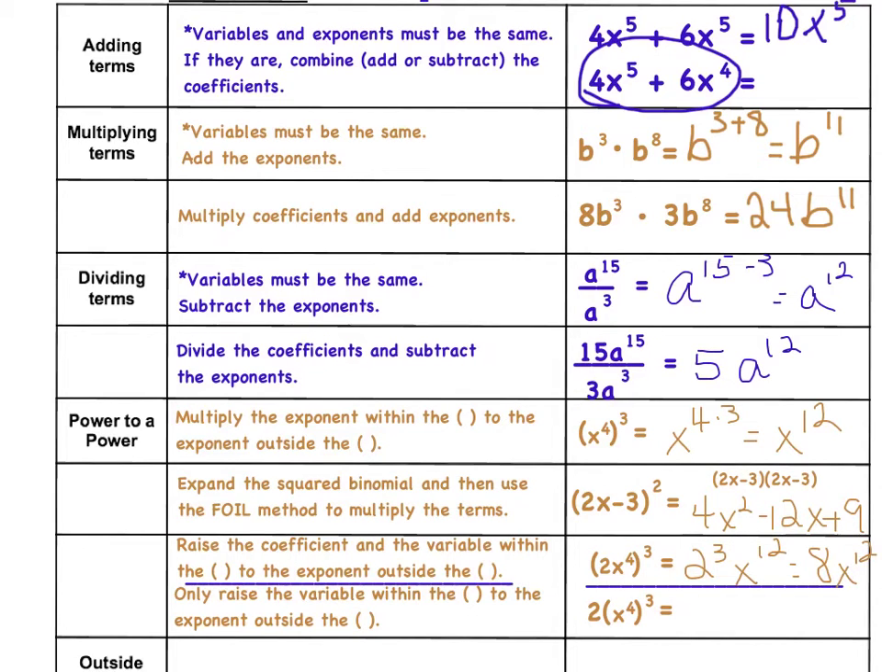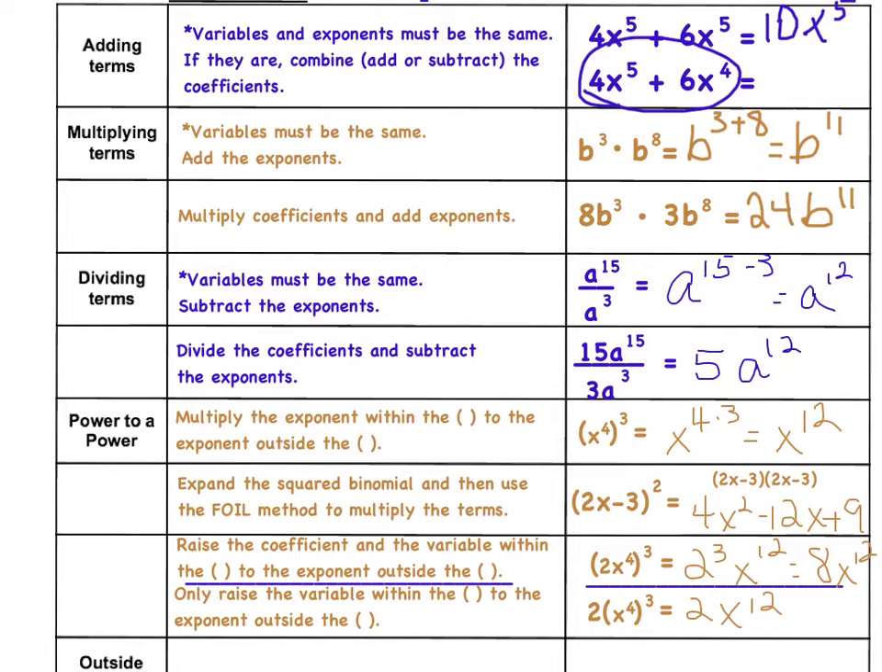Now, when we look at this term that is raised to the 3rd power, notice that the coefficient is outside the parentheses. If your coefficient is outside the parentheses, you will not raise it to the power that's outside the parentheses. So in this case, the 2 stays the same. It will not be raised to a power. So it's only the variable term inside the parentheses that would be raised to the 3rd power. So x to the 4th raised to the 3rd is x to the 4 times 3 power, which is x to the 12th power.